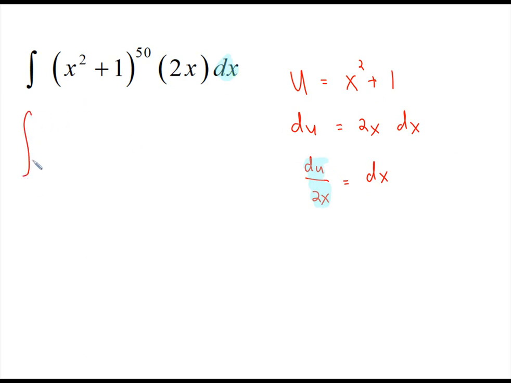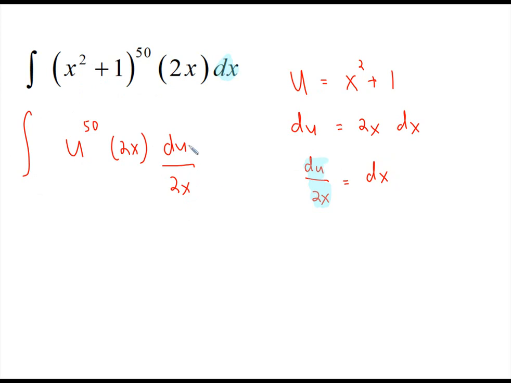So when we do this, we're going to end up with, now when you're doing this work, it's very important. If you have not integrated, make sure you are still writing and showing this integration symbol, okay? Because that lets you know that, okay, I have not integrated. Now x squared plus 1, we made this our u. So this is u to the 50th power now, and then times 2x. Now instead of dx, we replaced it with du over 2x.